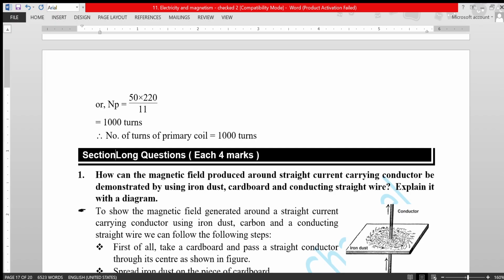Section D. Long questions carry 4 marks.